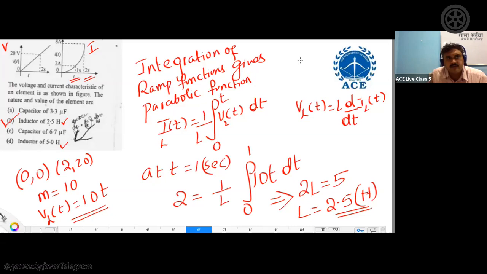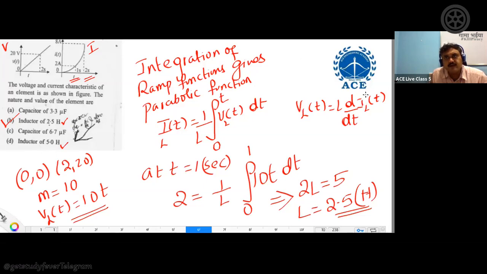The first point you have to observe here is the voltage curve and current curve. The current curve is a parabolic function, the voltage curve is a ramp function. So what is the relation between ramp and parabola? When you integrate a ramp, you will get a parabola. That means current is expressed as integral of voltage. So that is the reason we are confirming that the network element is an inductor, because this is the relation we have on current and voltage on an inductor.